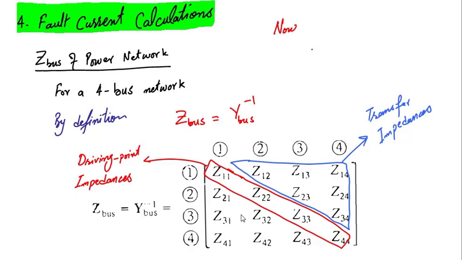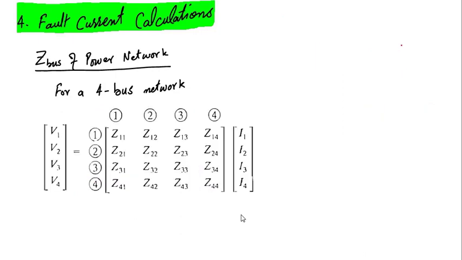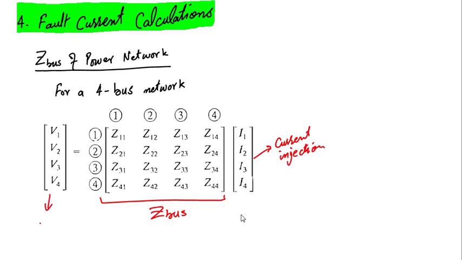Now the equation of the power network in terms of Z bus can be written as Z bus multiplied by the node current injection equals the node voltages. If we substitute the values here, this will be the equation. This coefficient matrix is now Z bus. When it is multiplied by the current injection vector, it will give us the node voltages, or bus voltages.